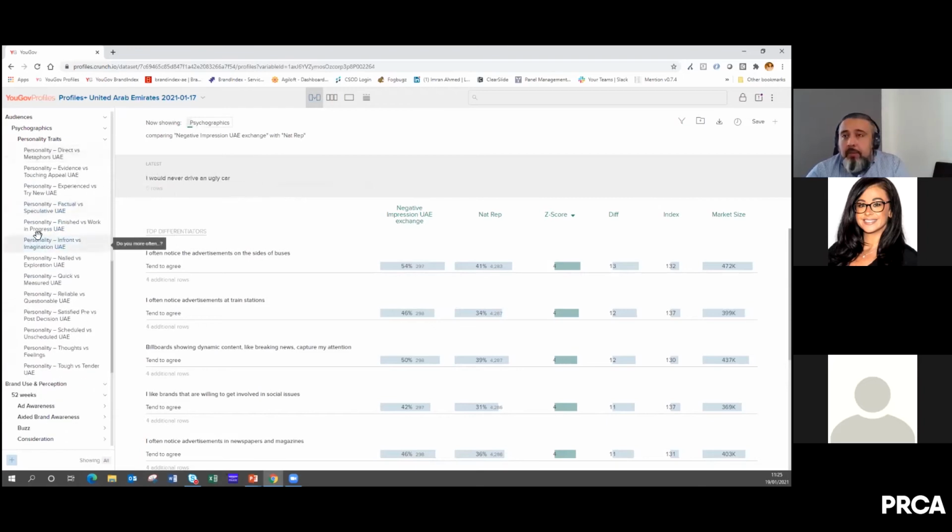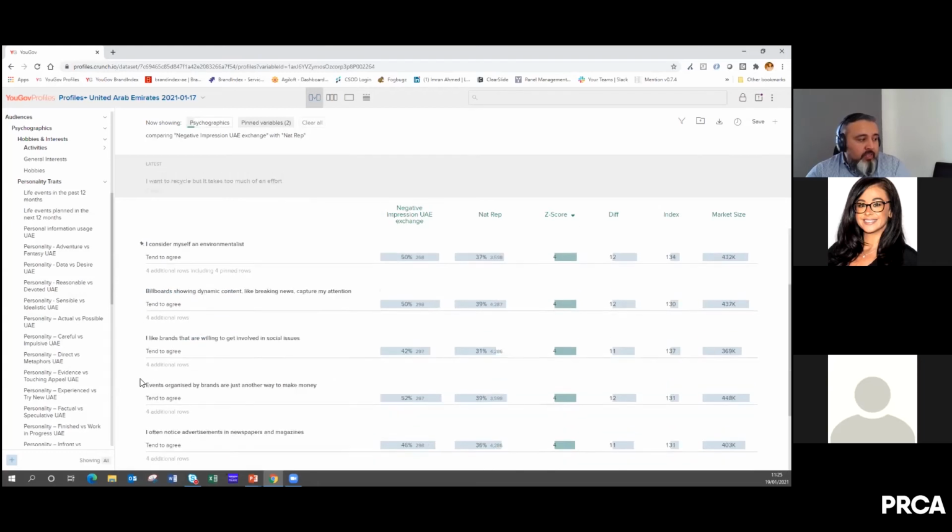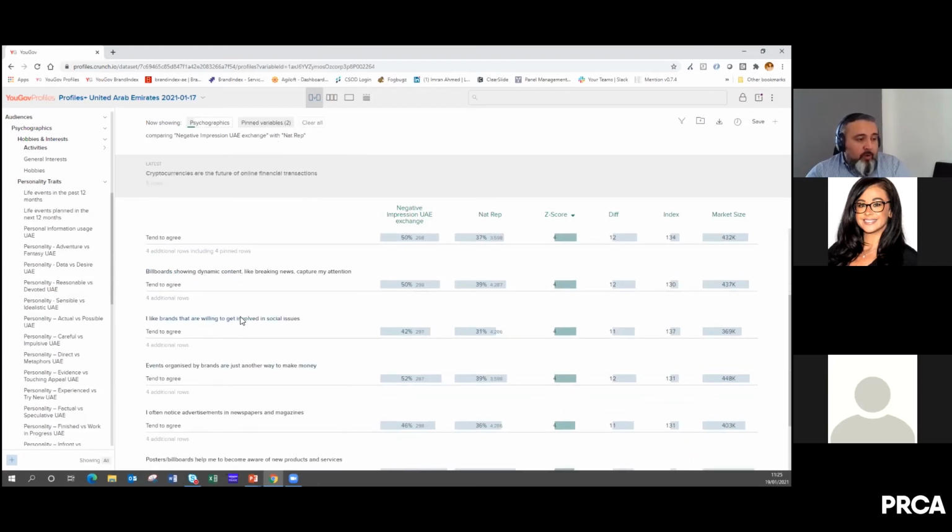This might take a bit of time because obviously there's a lot of data points to go through, but this is where you would go through and find the bits that are interesting. Once you find the data points that you're actually interested in, you can pin them, and it then creates a little pinned variable here. And then once I've found enough of the ones I'm interested in looking at later on, I'll go ahead and save them in a folder.